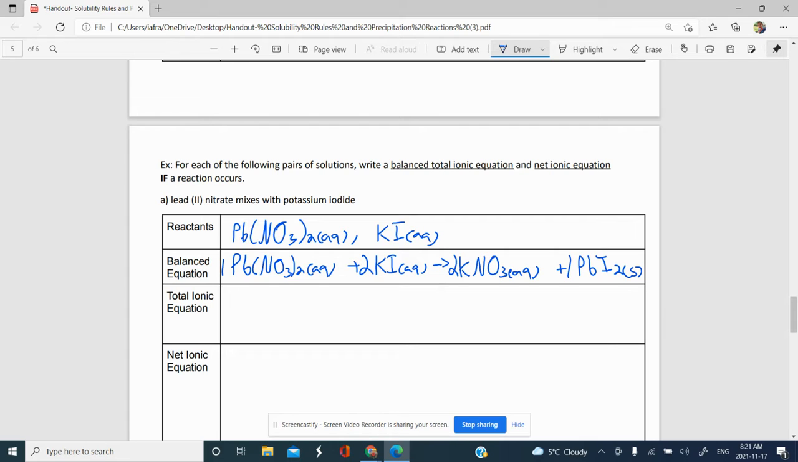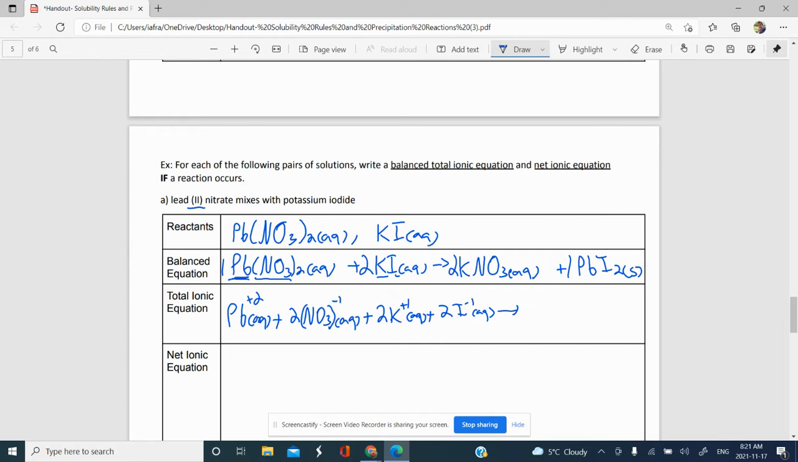So we're going to write a total ionic equation to illustrate that. As you can see over here, we have 1 lead, and that lead is 2+ because that's what it said in our question. So Pb2+ aqueous, plus we have 2 nitrates, 2 NO3-, each with a charge of -1. And don't forget they are aqueous because they're dissolved in water. Plus we have 2 potassiums, 2 K+(aq), plus 2 iodides, because there's a coefficient of 2, so 2 I-(aq).